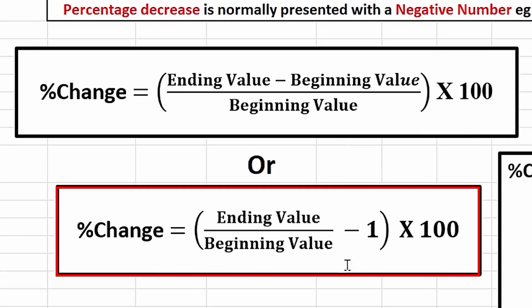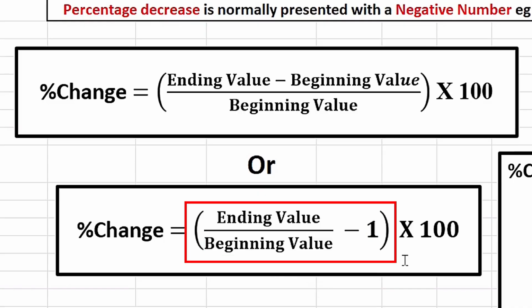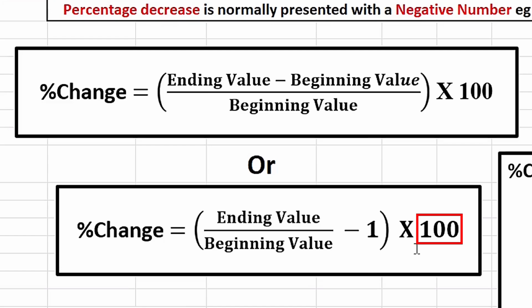Now the second method here is a little bit shorter than the first method, and it's the method we are going to be using most of the time. It says percentage change is equal to the ending value divided by the beginning value minus 1. Then you express it as a percentage by multiplying it by 100. Now we said up here that we compare the change to the beginning value. Here we are getting the ending value divided by the beginning value.